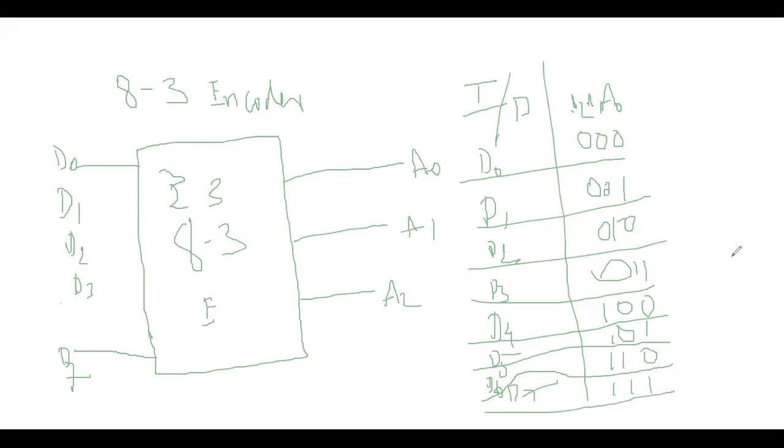Now let us see where A0 is high. A0 is one of the outputs, and it is high at D1, D3, D5 and D7. So A0 is equal to D1 plus D3 plus D5 plus D7. You get the alternate inputs: D1, D3, D5 and D7.